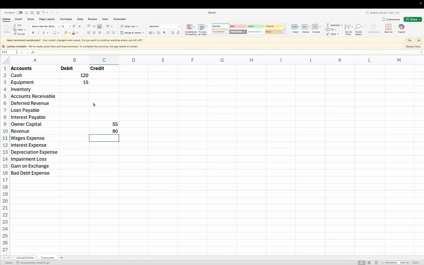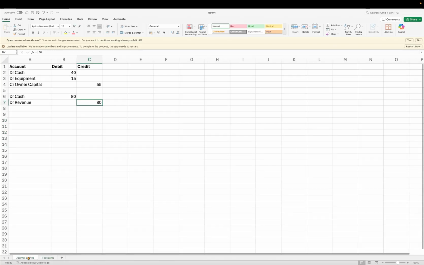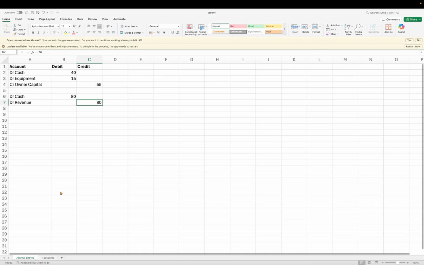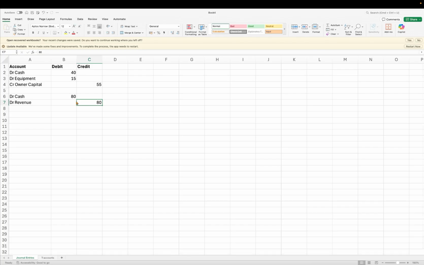Great. So I record 80 on the credit side of the revenue account. So the ledger accumulates all activity for each account. Now the second transaction has been posted to the ledger. The cash account increased again because the business received additional cash from the customer. So the revenue account shows a credit of 80 because the company earned revenue by providing services, right? This completes the posting of the second transaction.